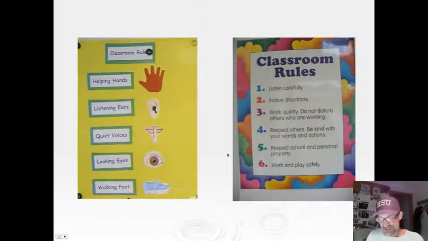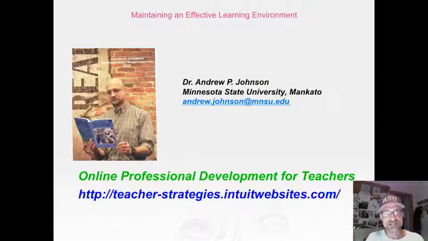Now, the key again is a few rules. 5 to 6, definitely no more than 7 or 8. But I would try to stay in the 5 or 6 range. And that is it. Just some simple tips for maintaining an effective learning environment.